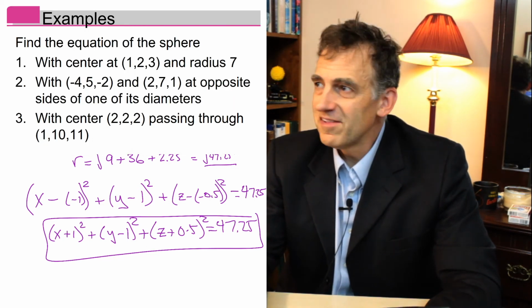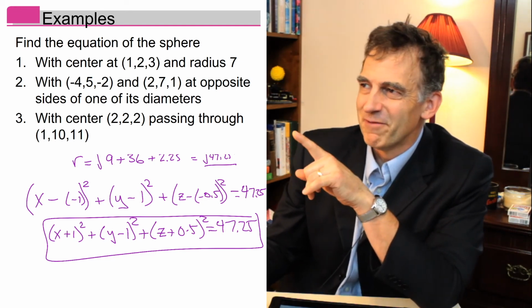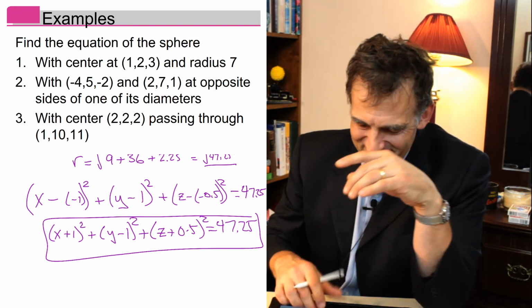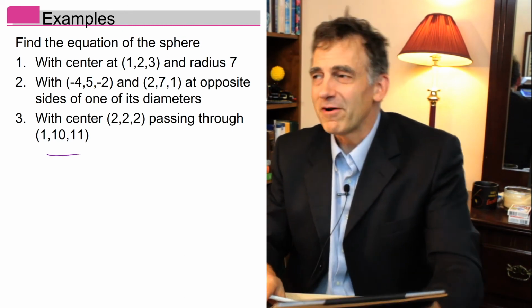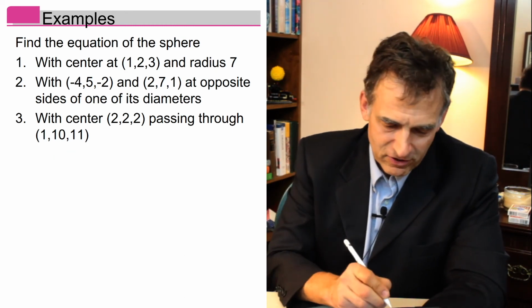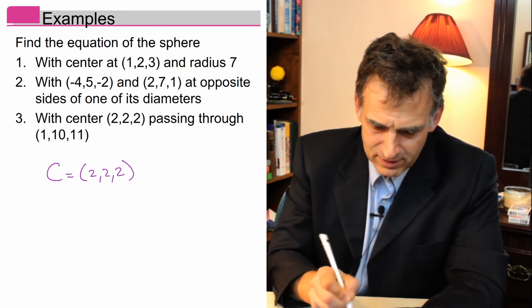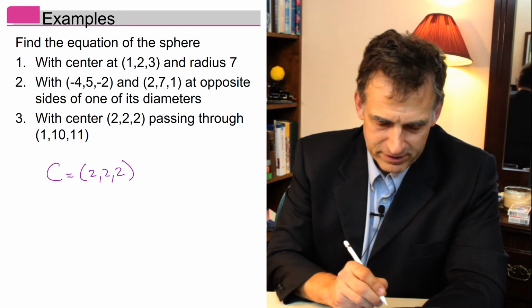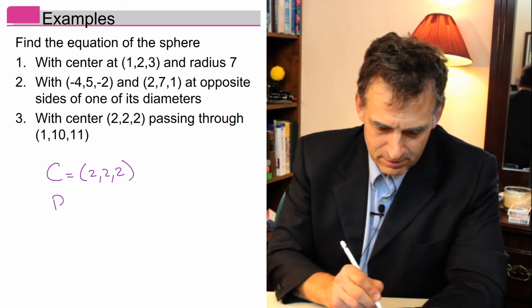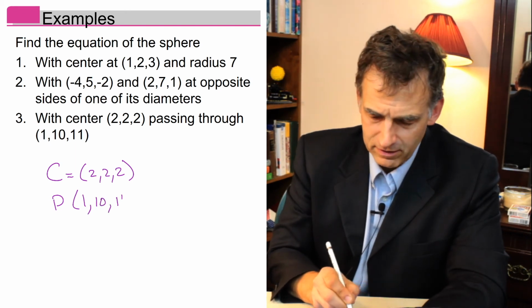Oh, and that's it. Oh, no, we got one more. I got excited, but we got part 3. So let's go ahead and do part 3. Number 3: we have the center at (2, 2, 2), and it passes through the point (1, 10, 11).